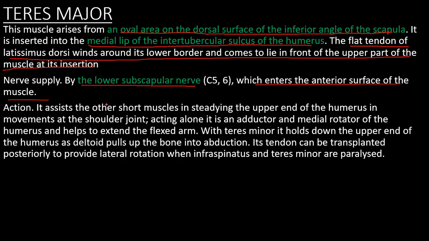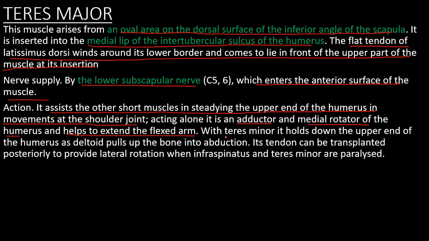What are the actions of teres major? They assist the other short muscles in steadying the upper end of humerus in the movements of the shoulder joint, but it is not a rotator cuff. Please remember that. Acting alone, it is an adductor and a medial rotator of the humerus, and it also helps in extending a flexed arm.